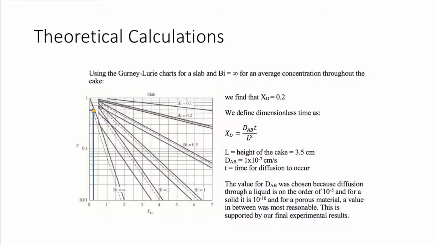We define the dimensionless time as follows, where L is the height of the cake, DAB is 1 times 10 to the negative 7 centimeters squared per second, and t is the time for diffusion to occur. The value for DAB was chosen because diffusion through a liquid is on the order of 1 times 10 to the negative 5, and for a solid it's 1 times 10 to the negative 10. And for a porous material, a value in between was most reasonable. This is supported by our final experimental results.